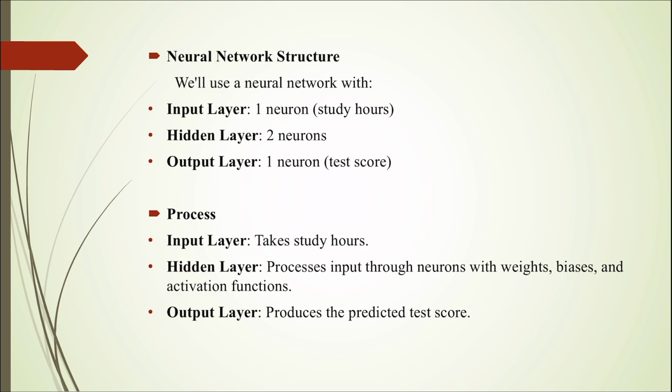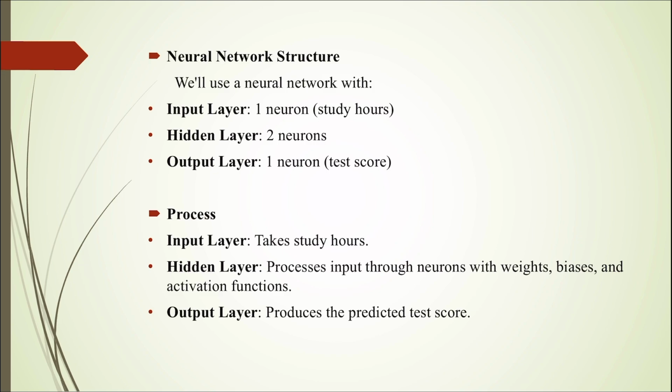So what actually happens in the process of neural network learning? In the input layer, it takes the study hours, and the hidden layer processes the input through neurons with weights, biases, and activation functions. These are the main ingredients of the hidden layer, that is weights, biases, and activation functions. And the third layer is the output layer. It produces the predicted test score.